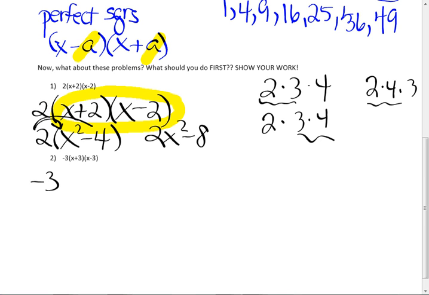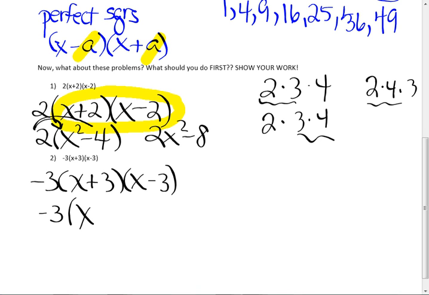How about this one? It's a negative 3 times x plus 3, x minus 3. So it's negative 3 times, that's right, x squared minus 9. Is that okay, Nick? Pierce, is that okay?